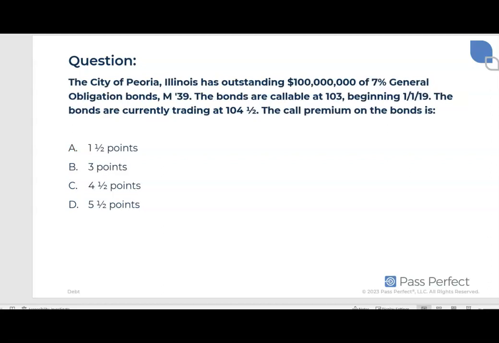Our next question is, the city of Peoria, Illinois has an outstanding $100 million of 7% general obligation bonds, M39. The bonds are callable at 103 beginning 1/1/19. The bonds are currently trading at 104.5. The call premium on the bond is A, 1.5 points, B, 3 points, C, 4.5 points, D, 5.5 points.